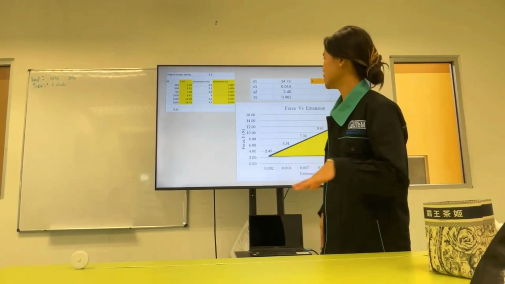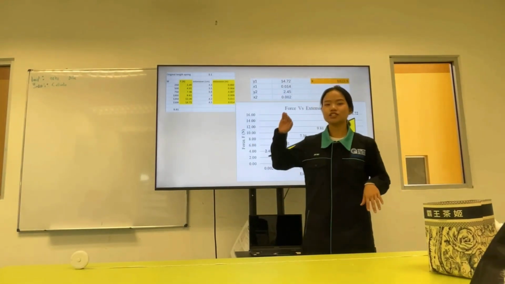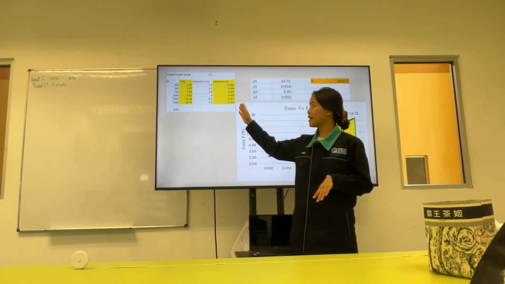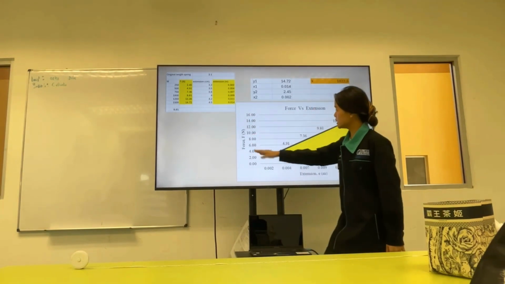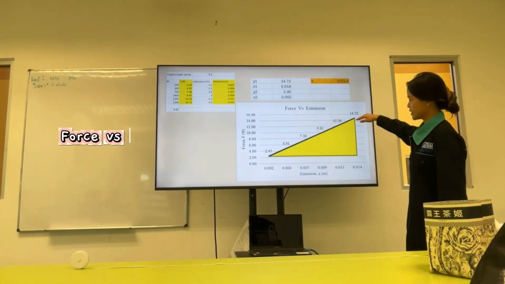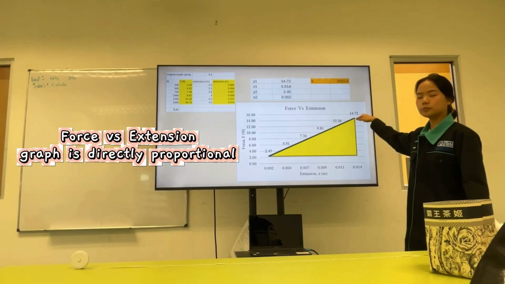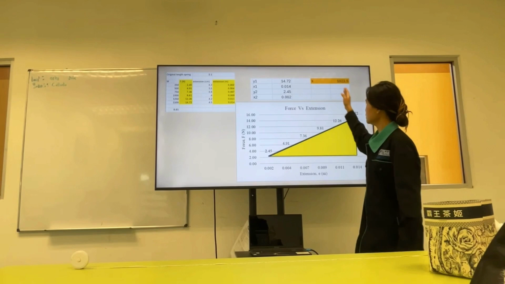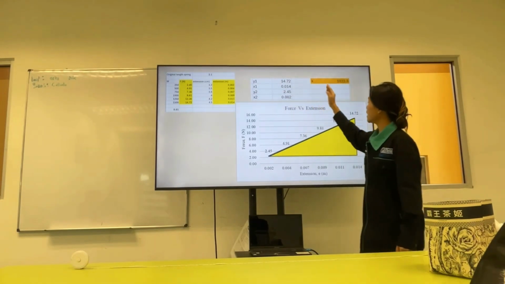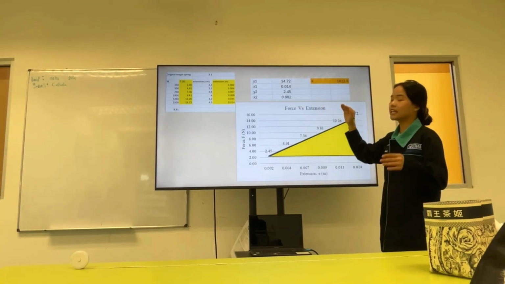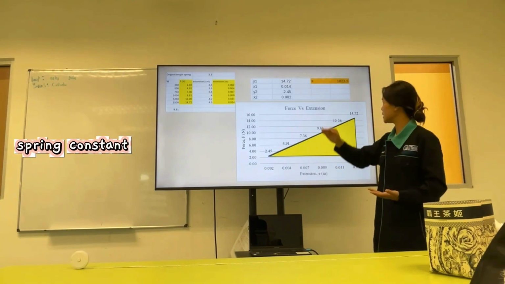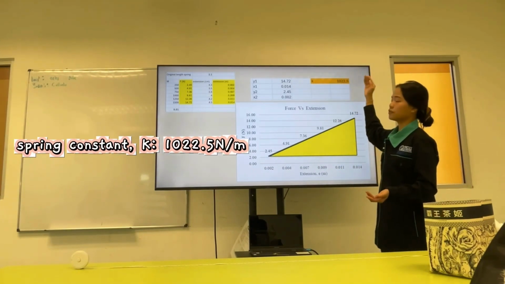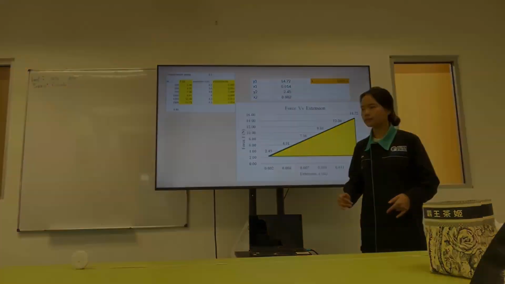Okay, now I want to explain the calculation part. Since we conducted the spring constant experiment, we obtained that the force versus extension has a direct proportional graph. Then from the calculation here, we get the K value, which is the spring constant, is 1022.5 Newton per meter.